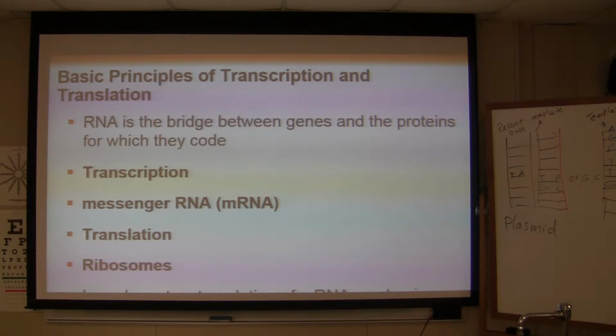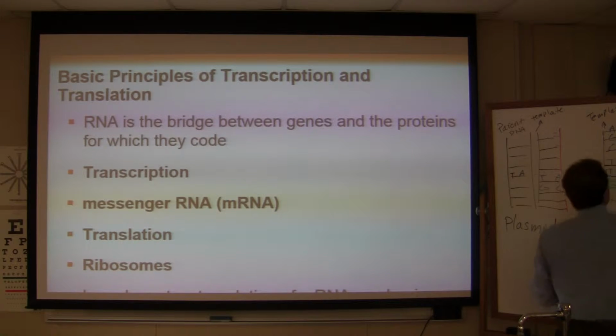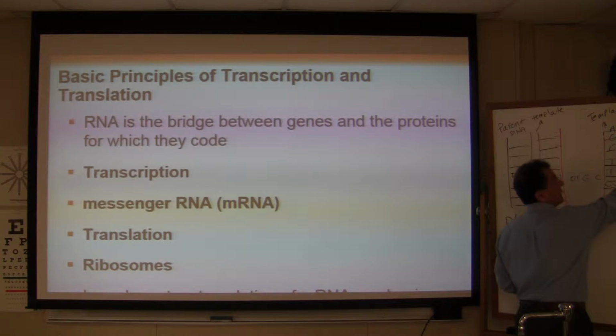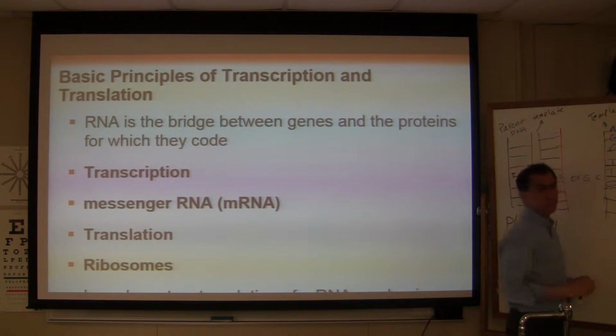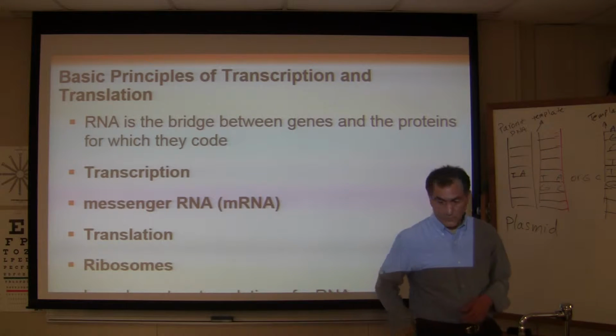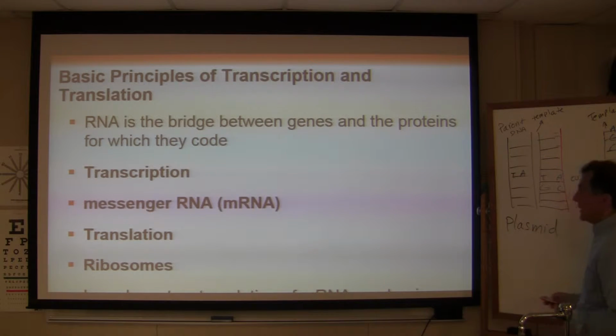Yes? How come the first one has TA? Oh. RNA has adenine. RNA does not have thymine. But A is supposed to be T, right? We don't have T in RNA. We have U. Did I answer your question? Okay.